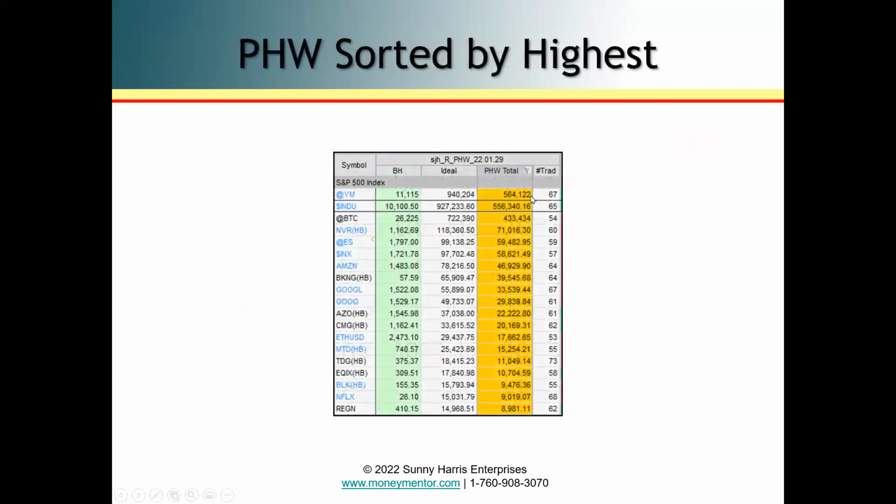Here it is sorted by the highest PHW. You can see the Dow futures contract, $11,000 buy and hold, $564,000 PHW in 67 trades. And so you can just double click and sort on and see the little triangle thing there. That tells you that it's sorted that way.